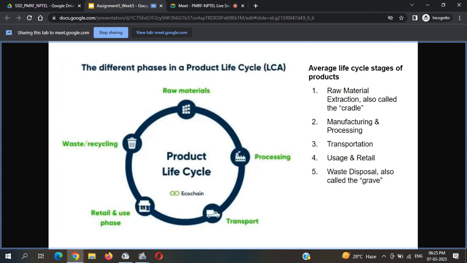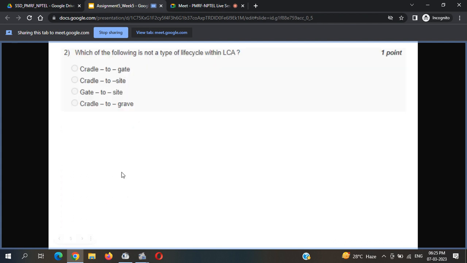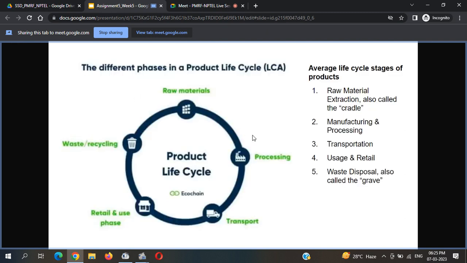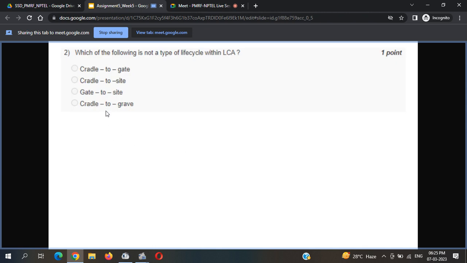What the other two items here are, site and gate. So this is what is meant by gate. Gate means the gate of the factory where the product is being manufactured or produced. And then there is the site.